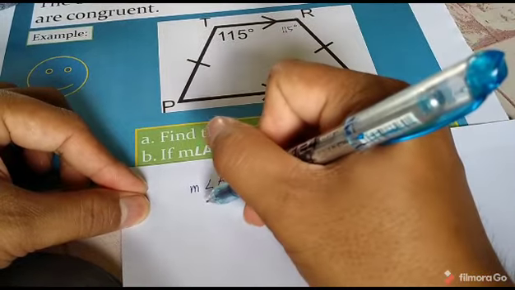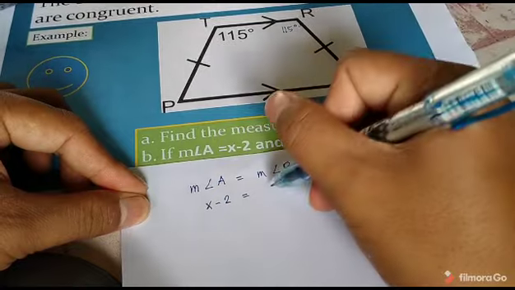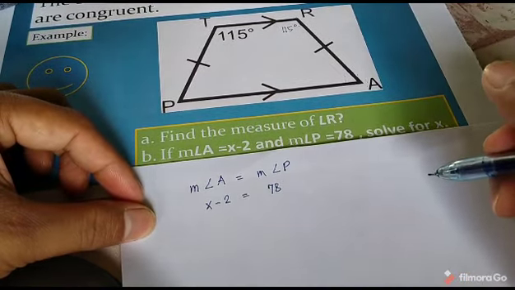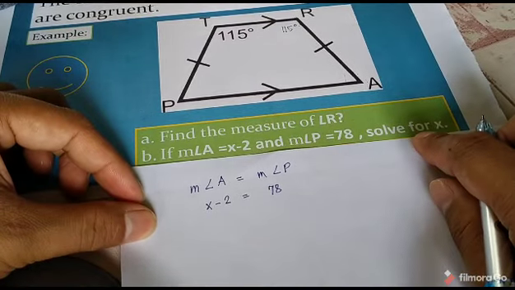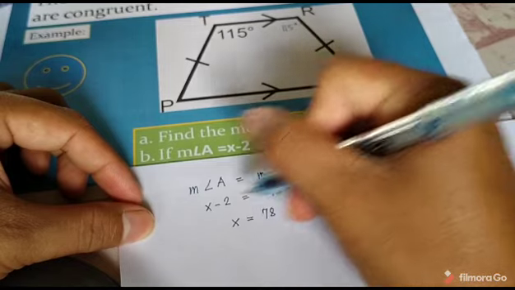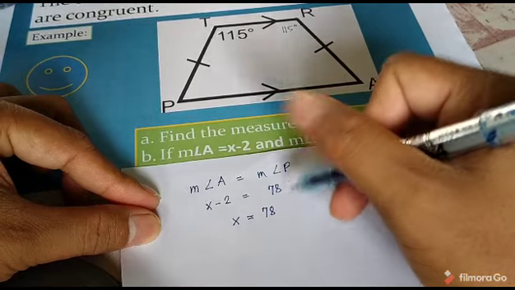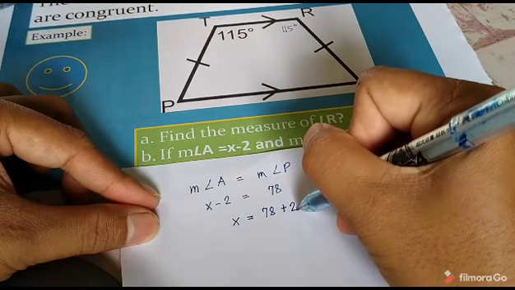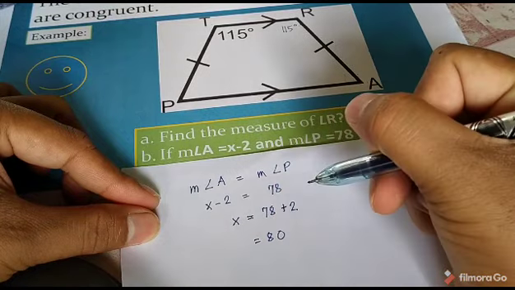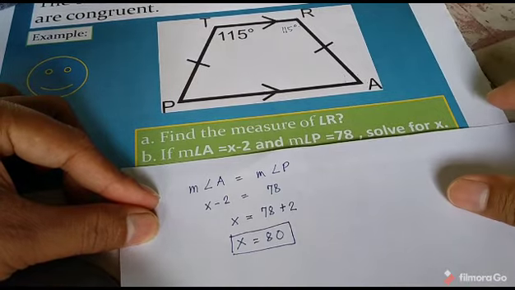So by substitution, you would have x minus 2 as your measure of angle A equals 78. And you are just looking for the value of x, right? Since we are asked for that. Applying the addition property of equality, the negative 2 will be transferred to the other side. That becomes positive. So 78 plus 2 is equal to 80. So the value of our x now is equal to 80.